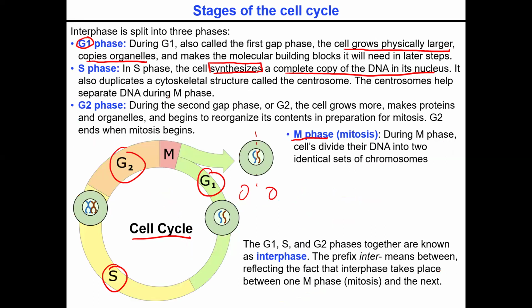division portion. Now, we have two gap phases, G1 and G2. G1, remember, it's growing larger and making copies of its organelles. S phase, synthesis. Remember, DNA synthesis, making a copy of the DNA. And then G2, it's going to grow more, make those proteins, and reorganize its contents in order to get ready for that cell division phase. Then again, M phase is where it's actually going to separate out.